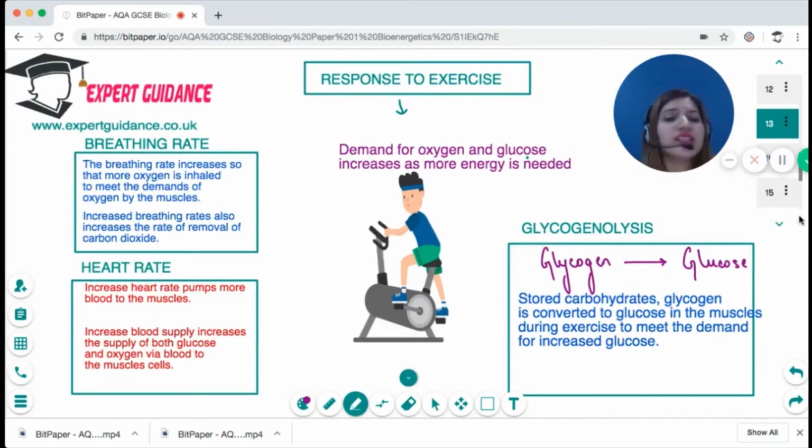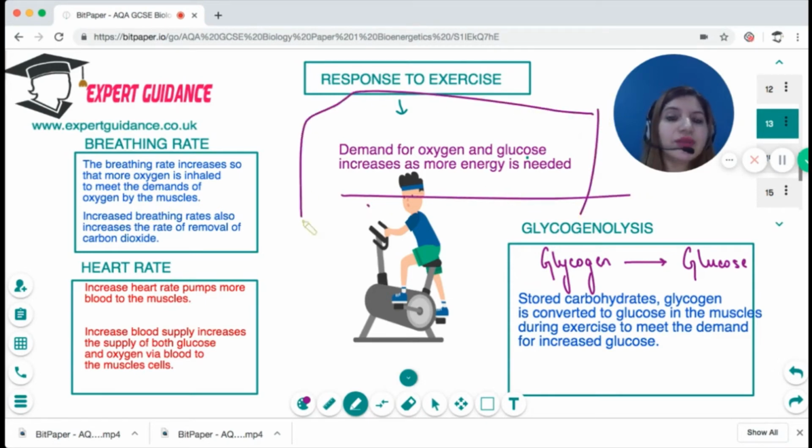Okay. Next is a very important concept. What changes do you see in your body when you exercise? Now remember, whenever you exercise, the demand for two things suddenly increases in your body. This is the demand of oxygen and the demand of glucose, because we need energy, and glucose and oxygen are the raw materials for energy. So for having more oxygen, where do we get it? By breathing. So your breathing rate increases.